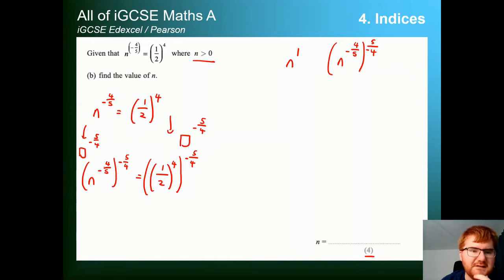Now, the point of doing this is that these two things cancel. Again, you see this idea again and again. So we get just n to the power of 1.